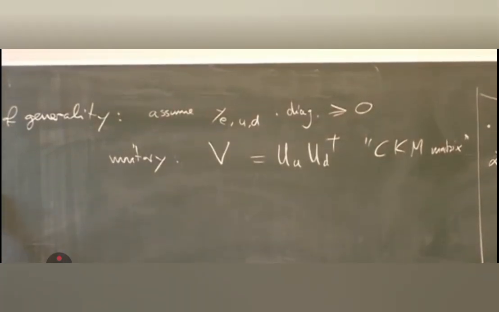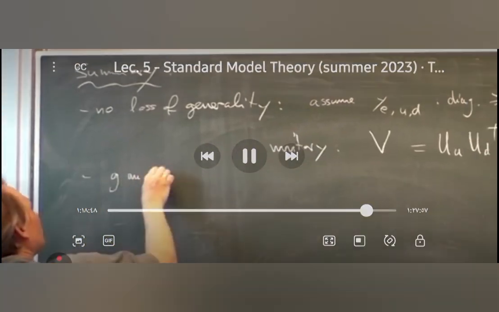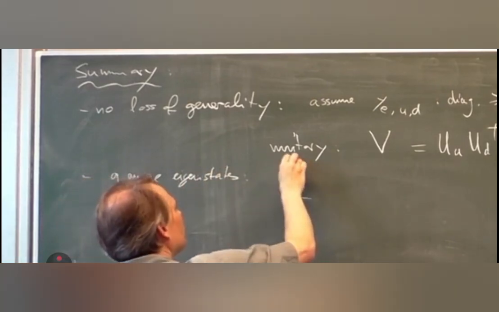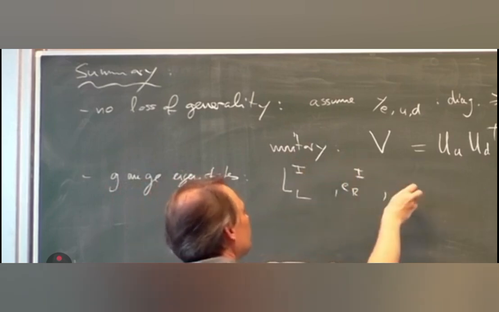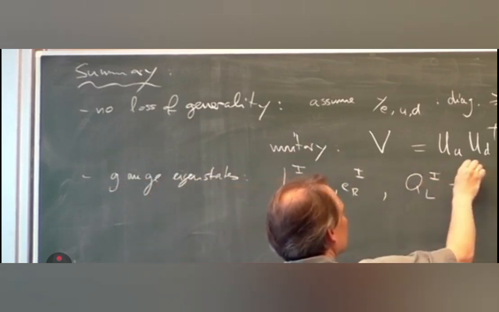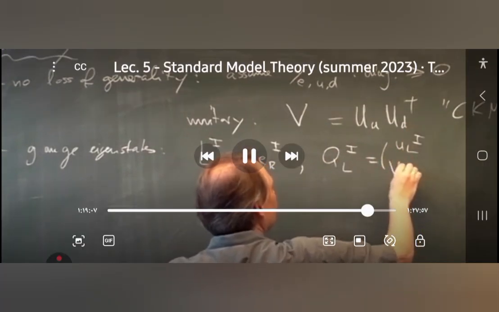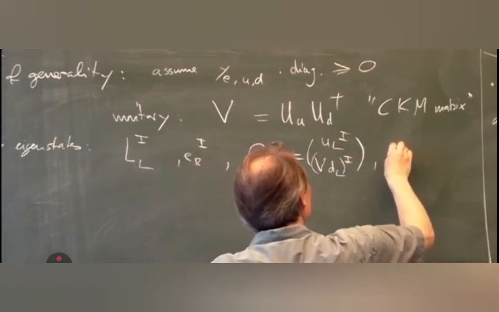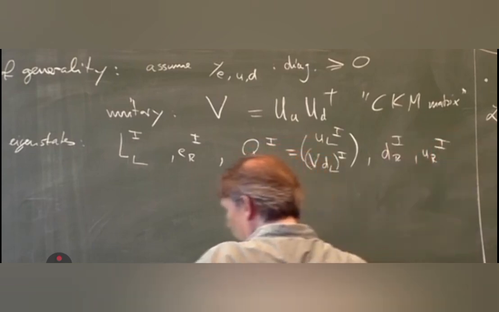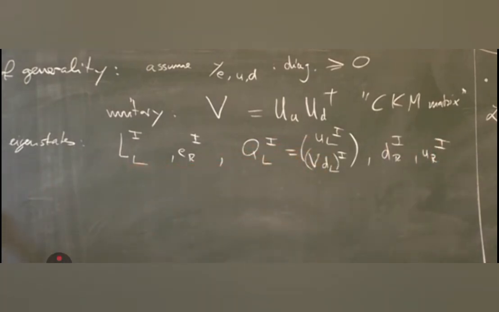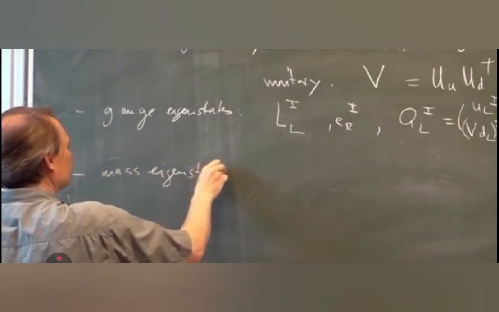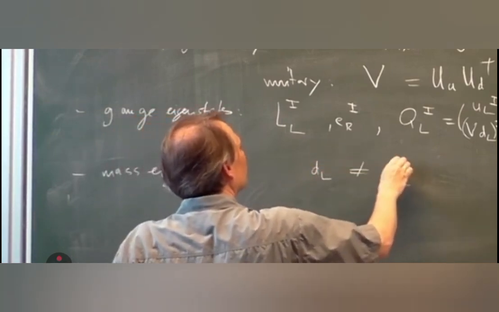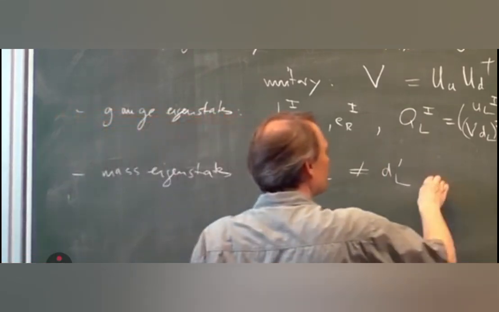Then we have gauge eigenstates. L_L^i, E_R^i, Q_L^i, which is composed out of u_L^i and V d_L^i, and d_R^i, u_R^i, and we have mass eigenstates. d_L, which is in general unequal to d_L prime. For all the other fields, there is no difference anymore.